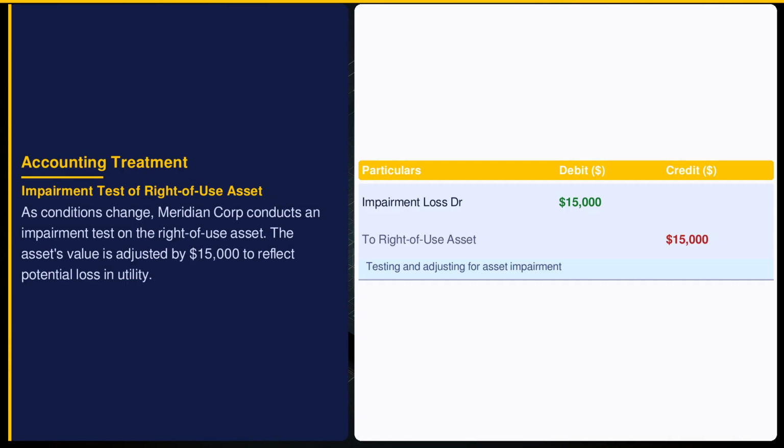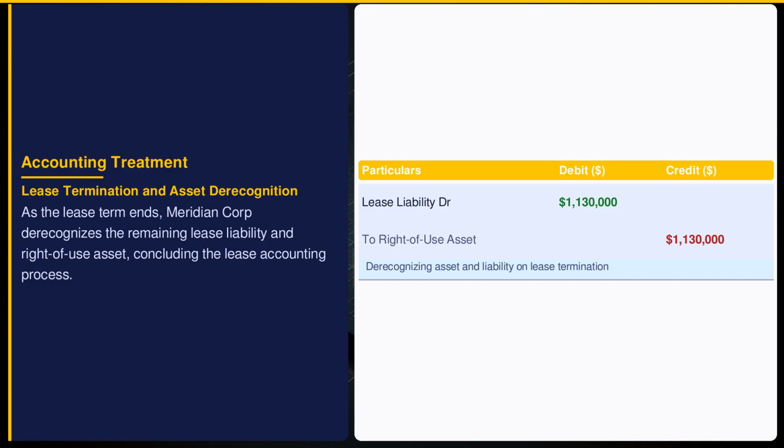Impairment testing under ASC 350 ensures assets are not overstated. Meridian Corporation's $15,000 adjustment aligns the asset's carrying value with its recoverable amount. This step maintains the accuracy of financial statements, safeguarding against asset overvaluation. Derecognition marks the end of asset utility and obligation.